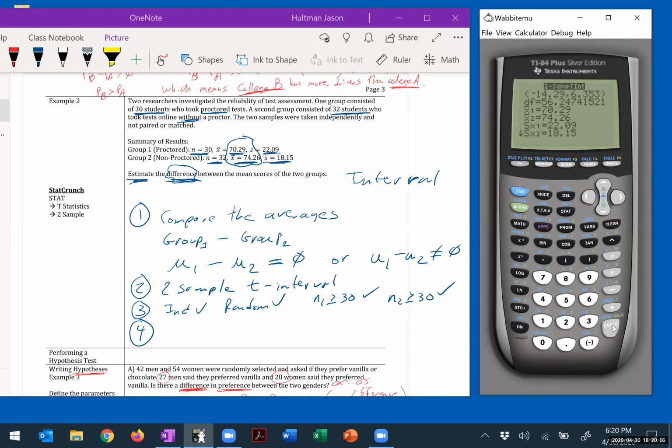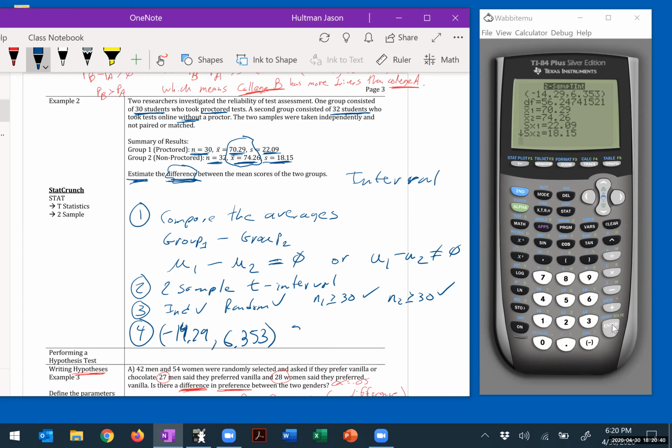And this should come out with, okay, negative at the top there. This is my interval: negative 14.29 to 6.353. So that's my confidence interval, right?